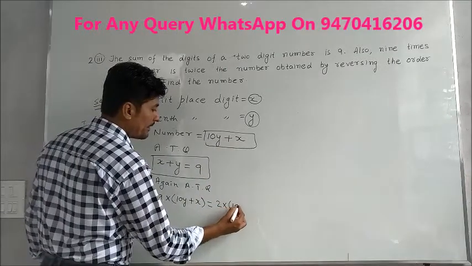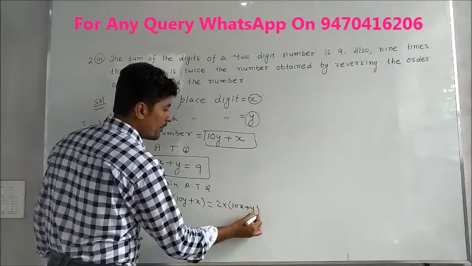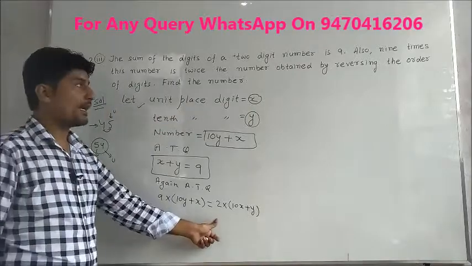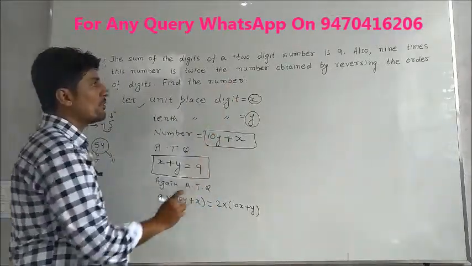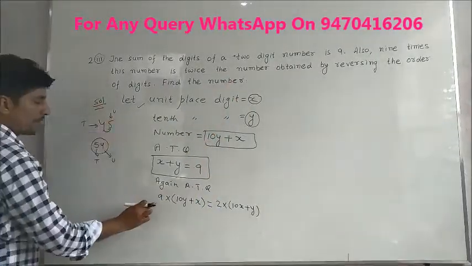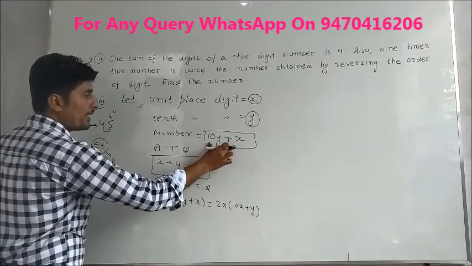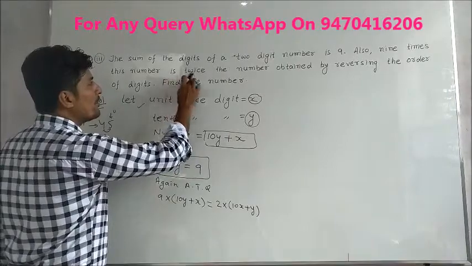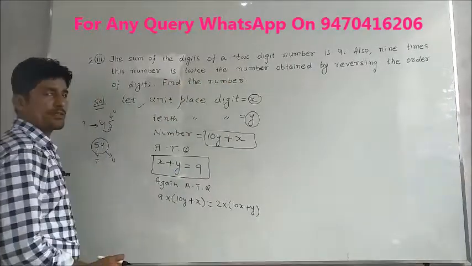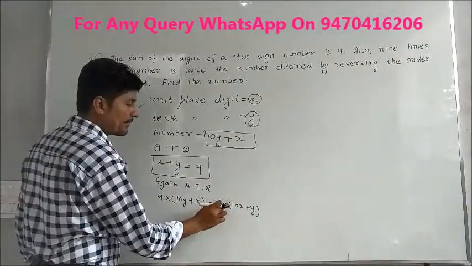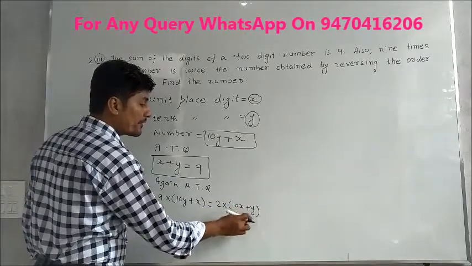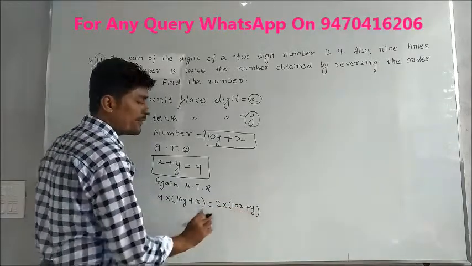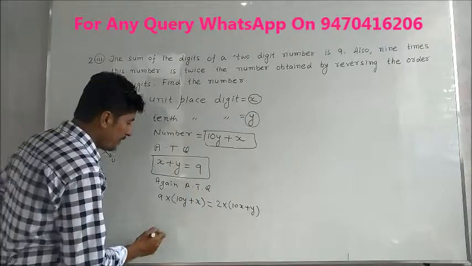So here we can write it again. Also, 9 times this number, the number is 10y plus x, is equal to twice the number obtained by reversing the order of digits. I have reversed the order of the digits. Now we can solve this equation.